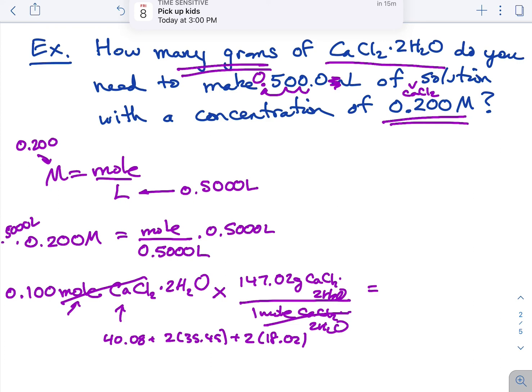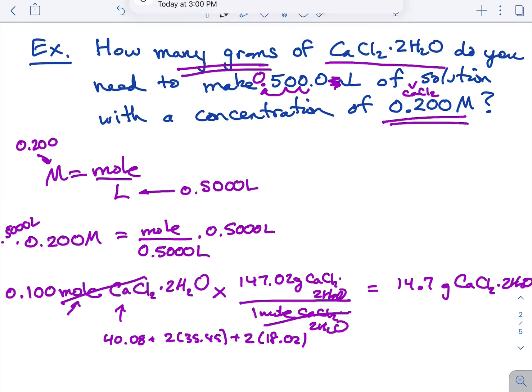All right, so now when we plug that through, that's going to be 14.7 grams of calcium chloride dihydrate. All right. So that's the number of grams of calcium chloride dihydrate we'd have to dissolve to get a 0.2 molar solution, and then we dissolve it up to 500 mL of solution. Again, we'll talk about how to do that tomorrow. It's a little different than it sounds.